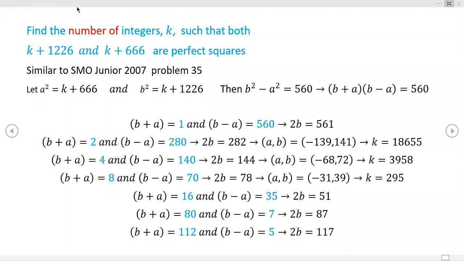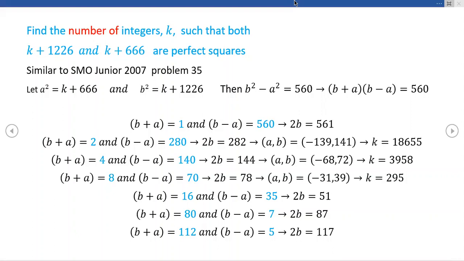Doing a little variation on the problem, the SMO Junior 2007 problem 35. I think the problem they asked was to find the smallest k such that this condition holds. I'm looking for the number of integers k such that k plus 1226 and k plus 666 are perfect squares. Now, we effectively just force the condition to happen with these two statements right here.